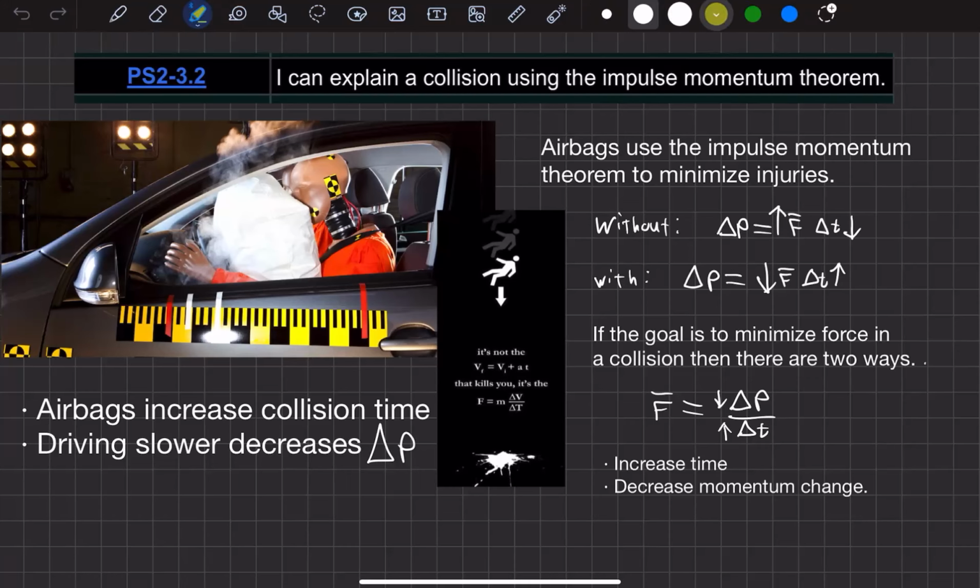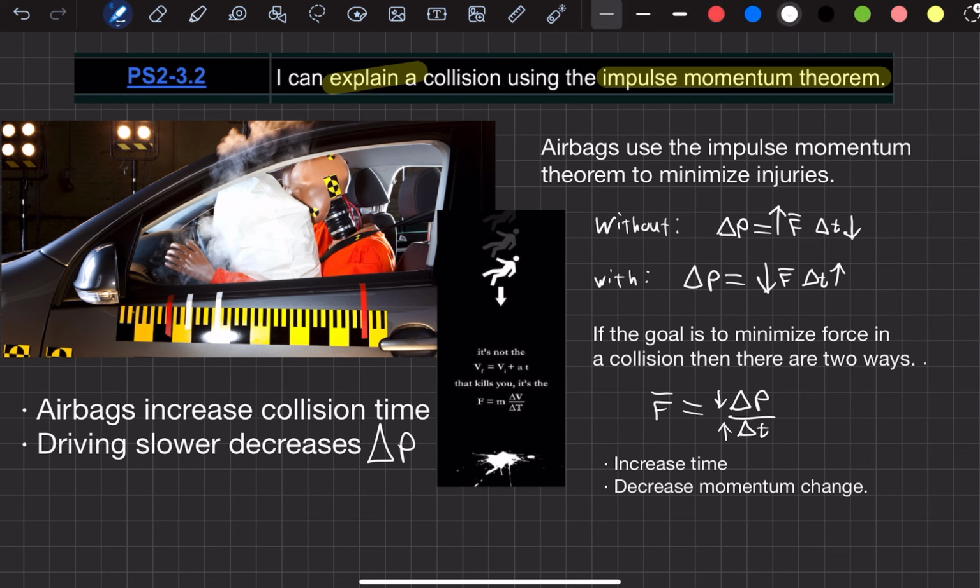The impulse momentum theorem is not a mathematical one. It's more about explaining a collision. So using the impulse momentum theorem to take a look at a collision and explain why the force is really high, or what happens as the force increases, or what happens to the time of a collision if the momentum change increases. So basically, what happens to one of the variables if another variable changes?